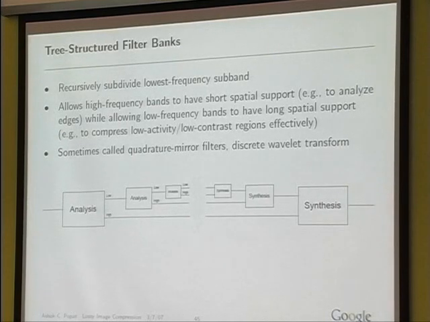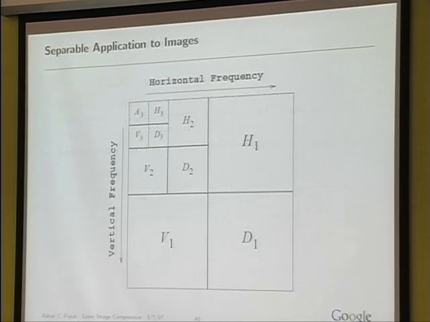One way to achieve that is to assemble multiple filter banks in a tree structure. So we recursively divide up the DC region, and we could apply this separably to images. For instance, I do a 2x2 decomposition, both vertically and horizontally. Then I repeat on the DC, on the low pass band, and I keep going.